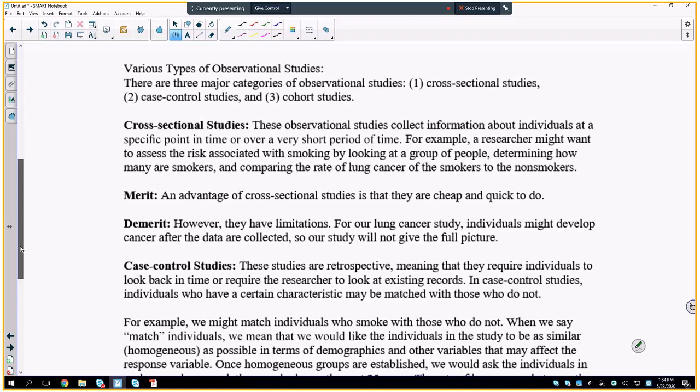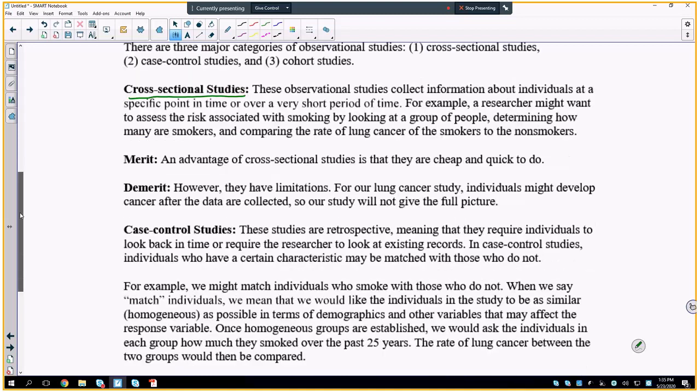A cross-sectional study is an observational study that collects information about individuals at a specific point in time or over a very short period of time. For example, a researcher might want to assess the risk associated with smoking by looking at a group of people, determining how many of those people are smokers, and then comparing the rate of lung cancer of the smokers with the rate of lung cancer in the non-smokers. So that would be a cross-sectional study because we're just looking at a group of people at a specific point in time.